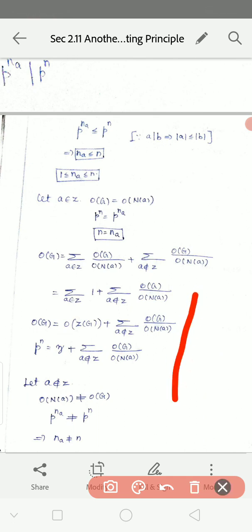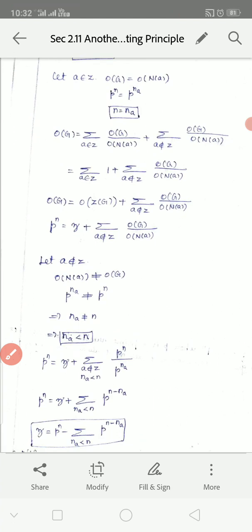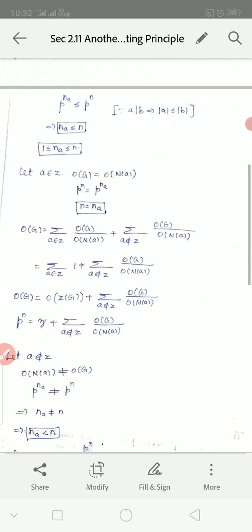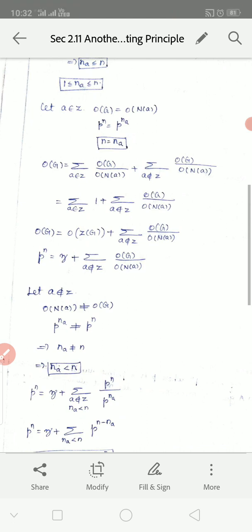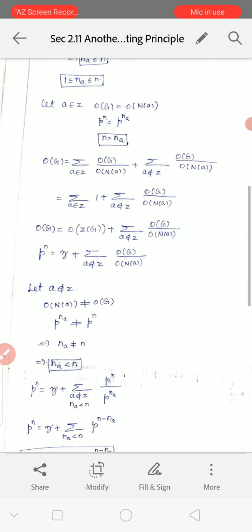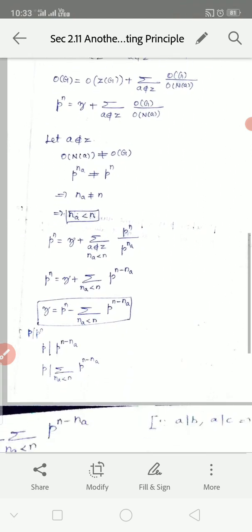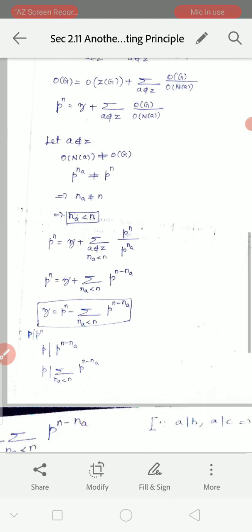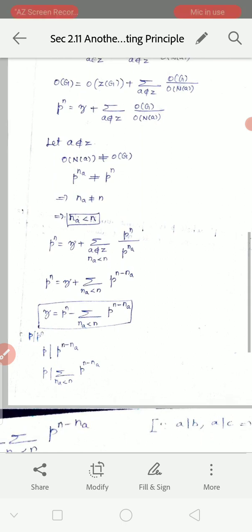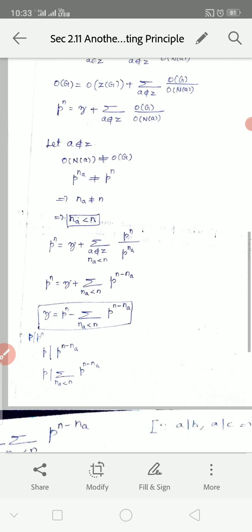Next we find out: suppose a not belongs to Z, suppose the element is not in the center of G. What result do we get? From the previous lemma, order of N of a is not equal to order of G. So p power n_a is not equal to p power n. We get n_a not equal to n. Already we saw the relation n_a is less than or equal to n. Here we get the result n_a not equal to n. So what is the relation between n_a and n? n_a is strictly less than n. So we apply the result p power n equals z plus summation over all a not belonging to Z, and we get the inequality n_a less than n of p power n divided by p power n_a.